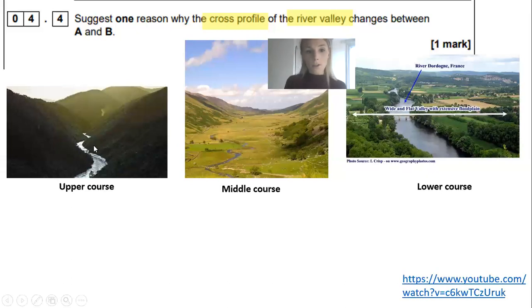Okay, so in the upper course, you've got the vertical erosion. The river valley is getting that V shape, but here in the middle course, the river's meandering across that river valley, making it wider in this part here.